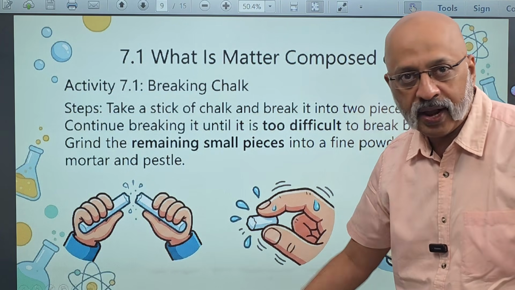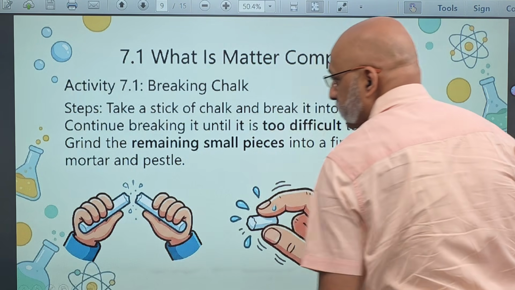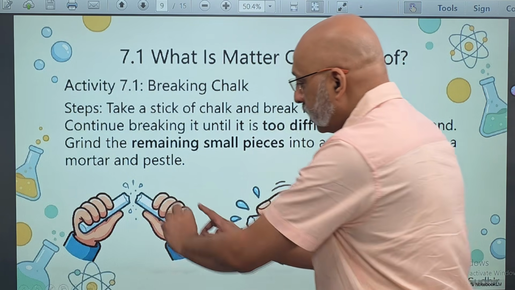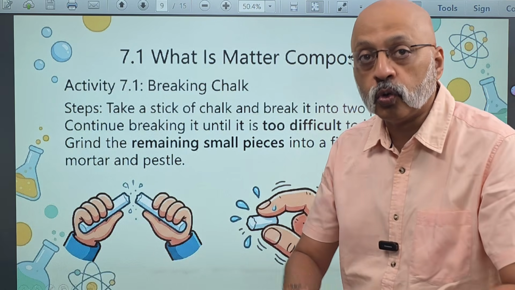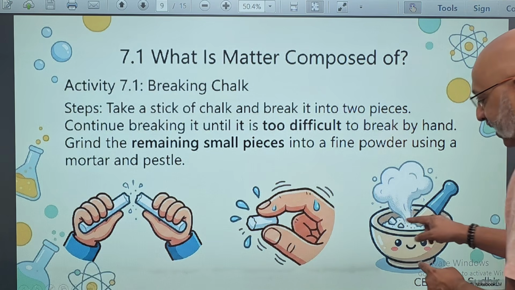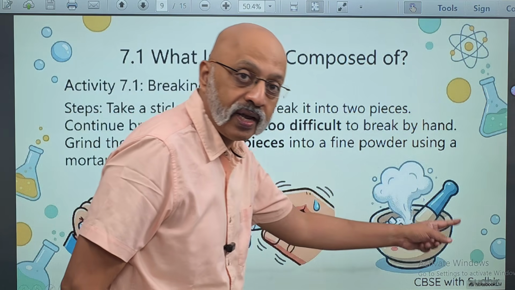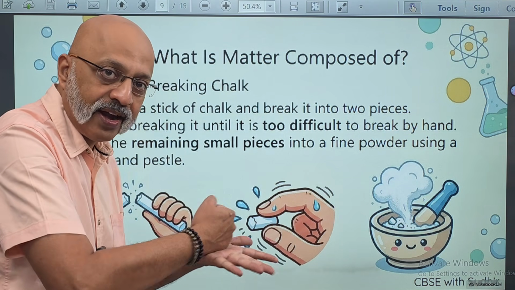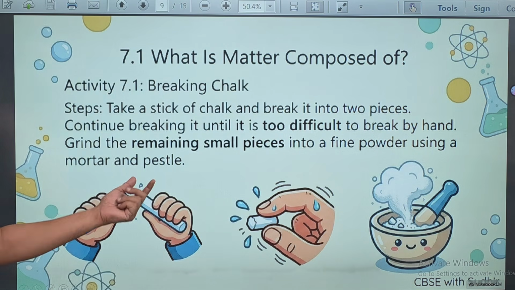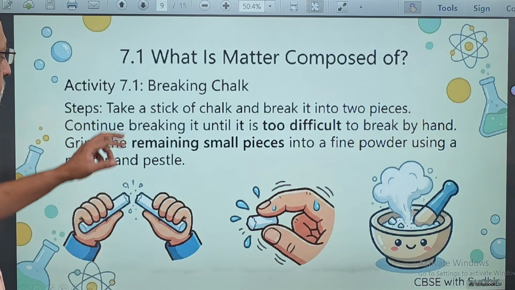Take a stick of chalk, like you would have seen chalk obviously in your classrooms, and break it into two small pieces like this. Continue to break it. Now this piece, you break it further into two. Then the smaller piece, break it into two. Keep breaking the chalk piece into two pieces. Grind the smaller pieces. And finally, when you make it really small that you cannot break it further, you're not able to hold it, you then grind it in a bowl, using a tool, into a fine powder using a mortar and a pestle. These are the instruments which are needed for that.